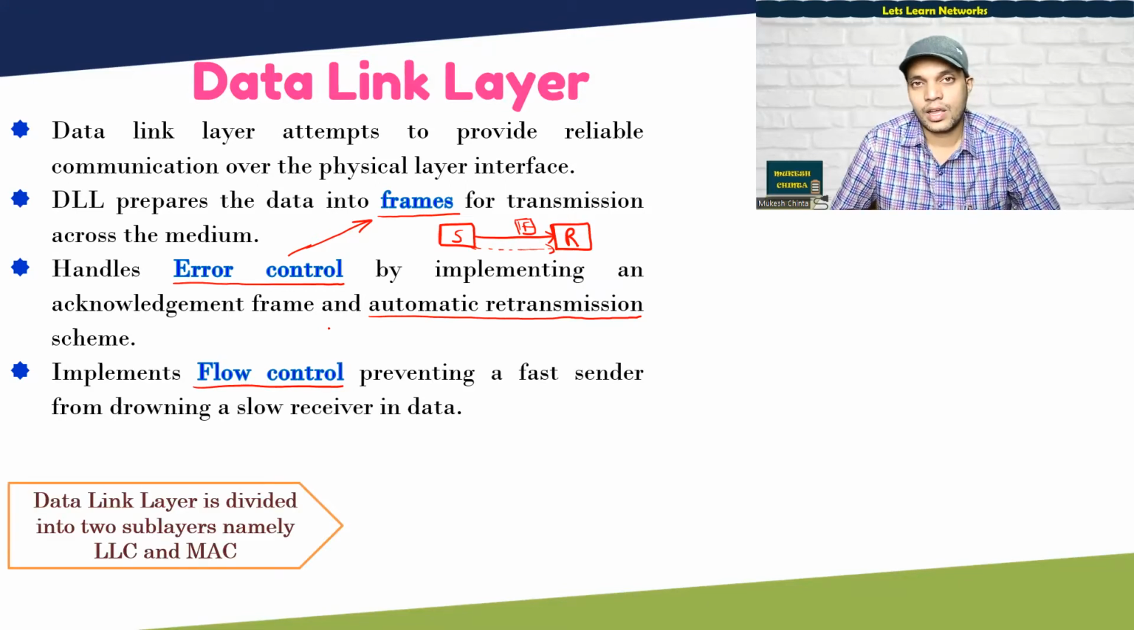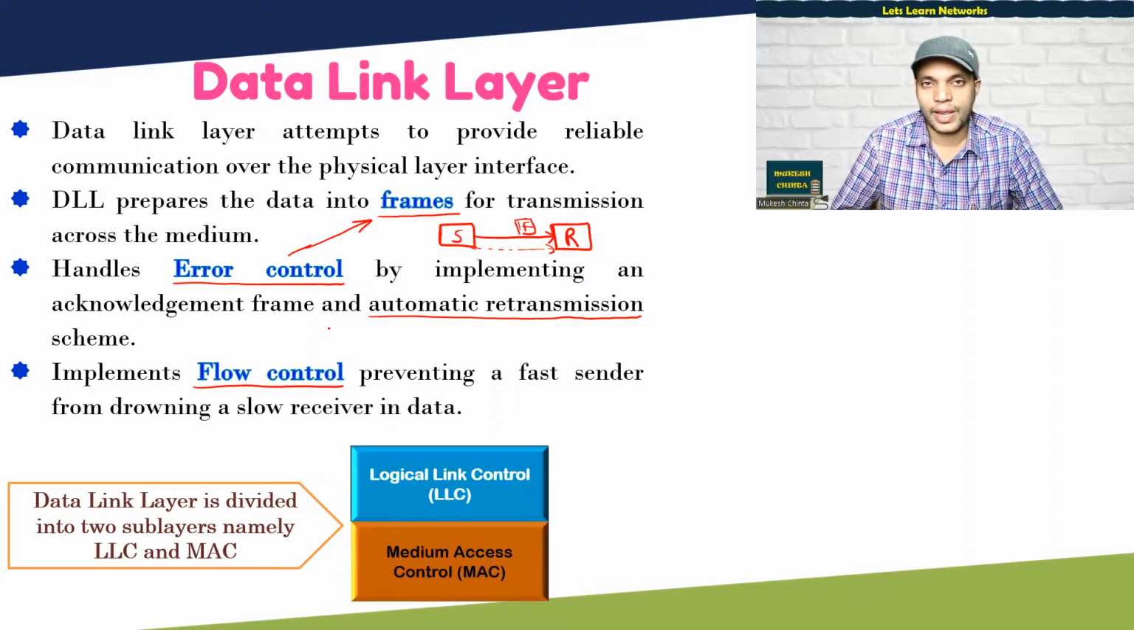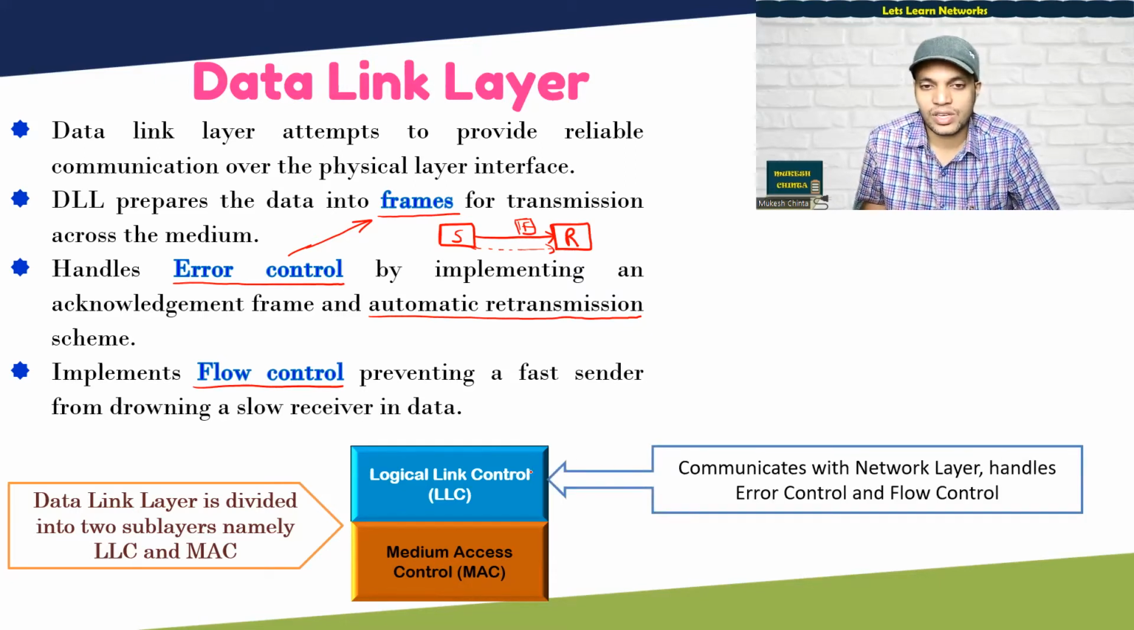Now, the data link layer has 2 sublayers. One is called LLC, the logical link control sublayer, and the other is called the medium access control, or MAC, sublayer. LLC is the one which communicates directly with the network layer, because it sits here, and it also handles the error control and flow control.